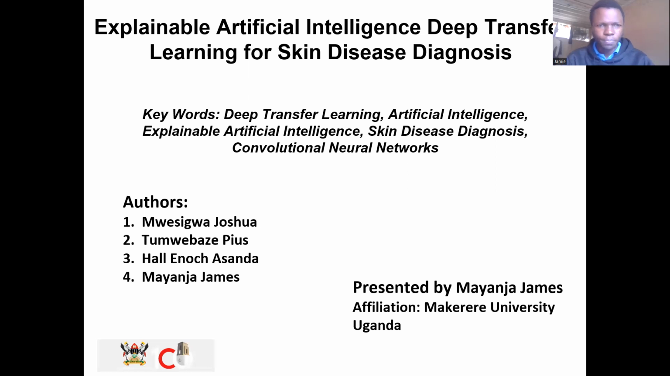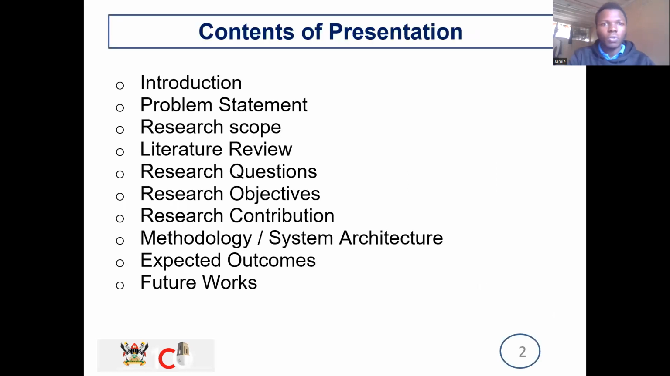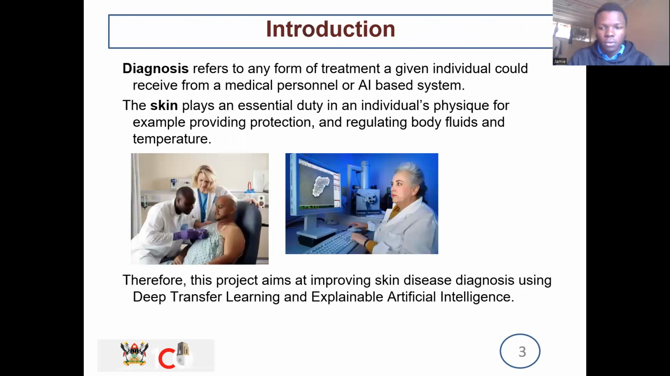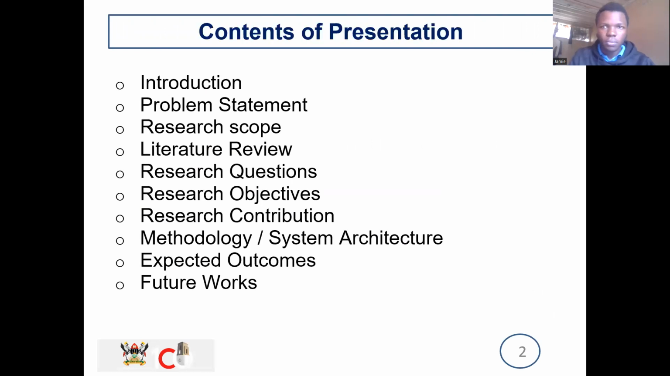Yes, so below are the group members in group 19. We're going to be looking at an introduction, problem statement, research scope, literature review. This is just a summary of what I'm going to be taking you through. Research questions, research objectives, research contribution, the methodology, and expected outcomes and future works.